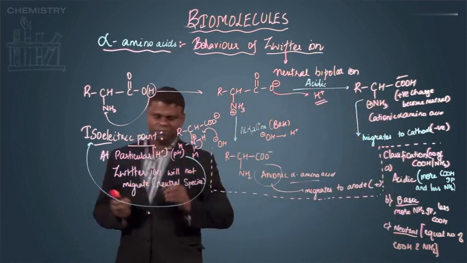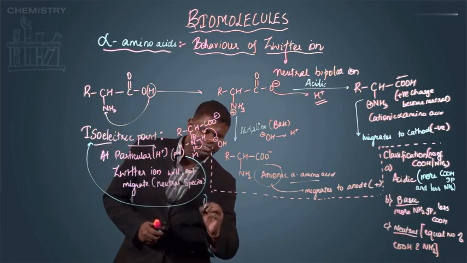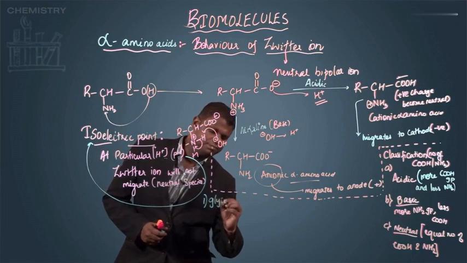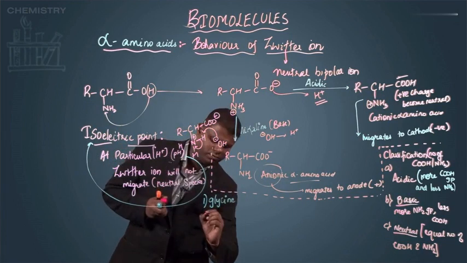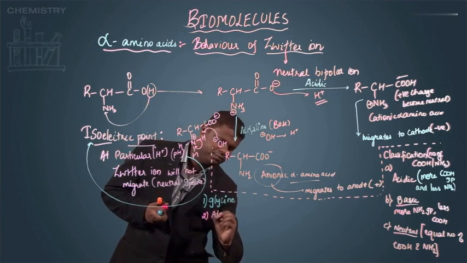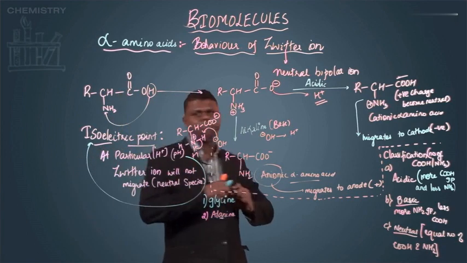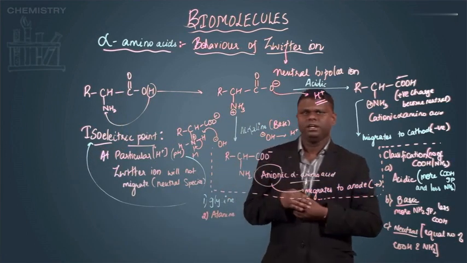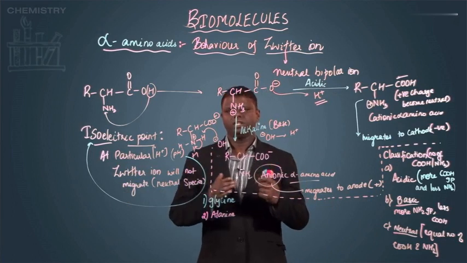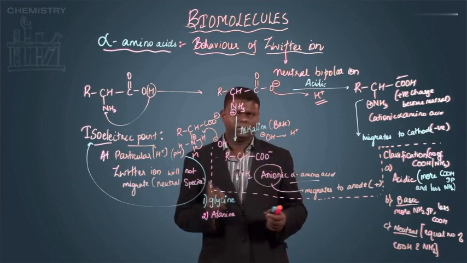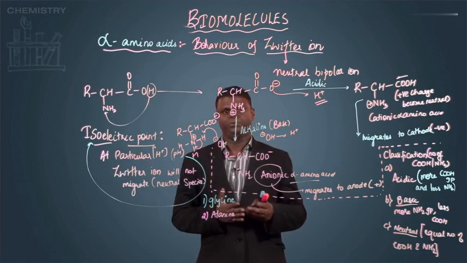So now let's make a list of different alpha amino acids. First is glycine, then you have alanine, then you have proline, then methionine, then phenylalanine, then other different alpha amino acids which we will be discussing. There are 20 alpha amino acids which are essential. We'll be discussing their names and structures in due course of the session.